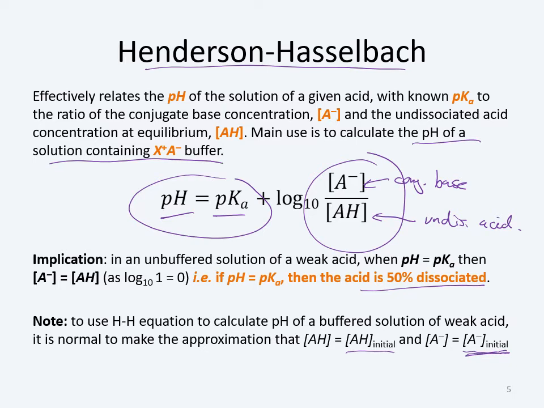The reason why the concentration of A minus in the Henderson-Hasselbalch equation is going to be about the same as the initial concentration is because, again, we're talking about weak acids, and they haven't dissociated very much. So the amount of A minus that's coming from the acid dissociation is relatively small compared to the amount that comes from us adding the buffer in the first place.